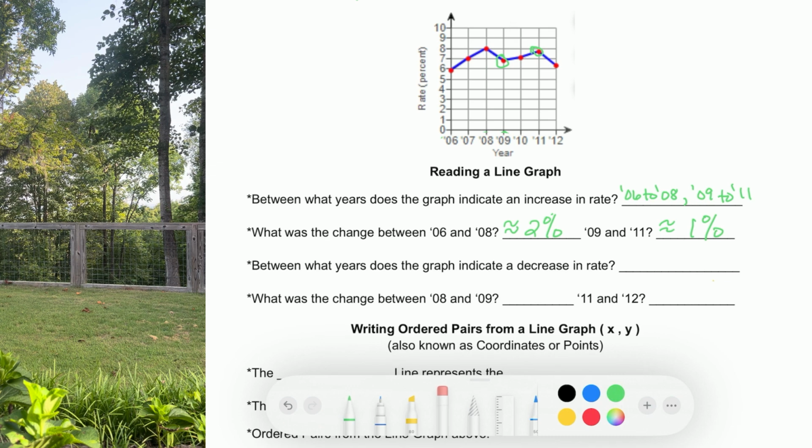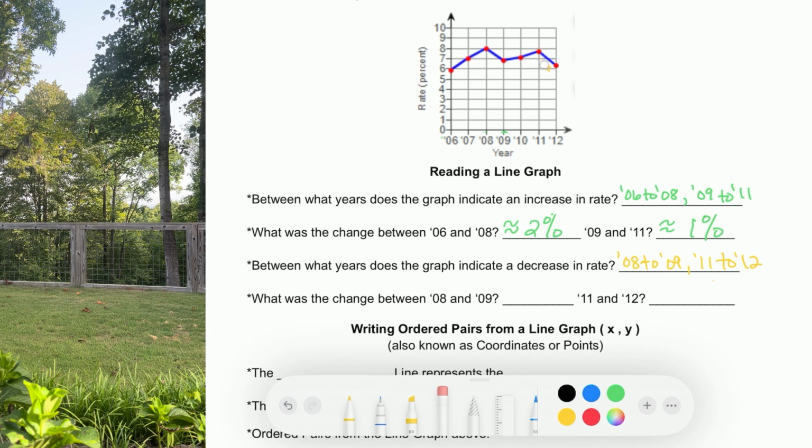Now let's look at when we have decreases on this graph. I'm going to change colors here. So between what years does the graph indicate a decrease in rate? We have two. We have a section here, and then we have a section here. So that's between 08 to 09. And then our second one was from 11 to 12.